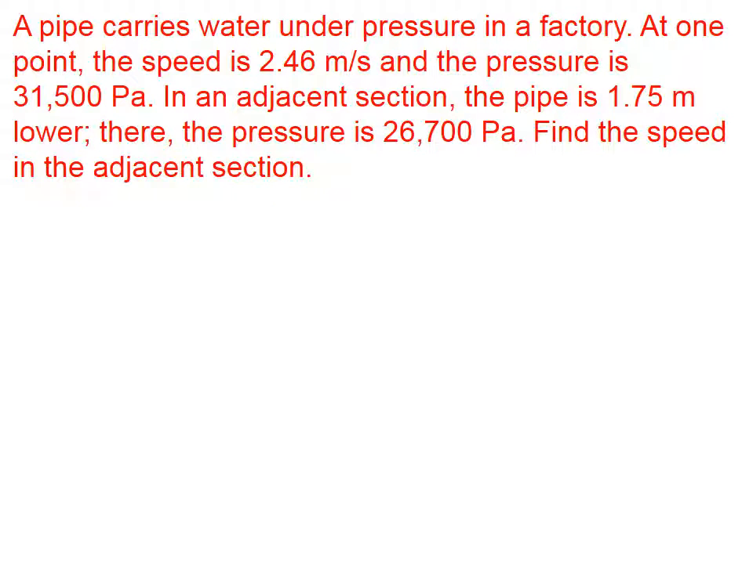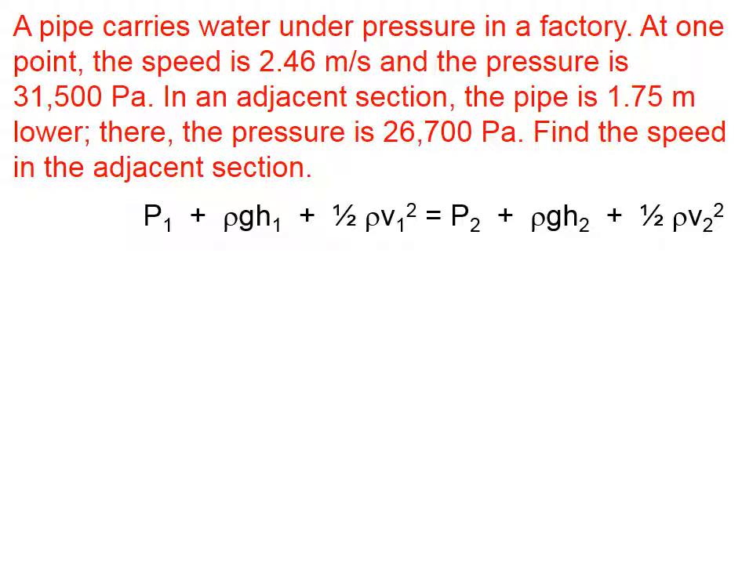So here's our problem. We've got a pipe that carries water under pressure in a factory. At one point, the speed is 2.46 meters per second, and the pressure is 31,500 pascals. In an adjacent section, the pipe is 1.75 meters lower. There, the pressure is 26,700 pascals. Find the speed in the adjacent section. So we're going to use the Bernoulli equation to help us solve this.